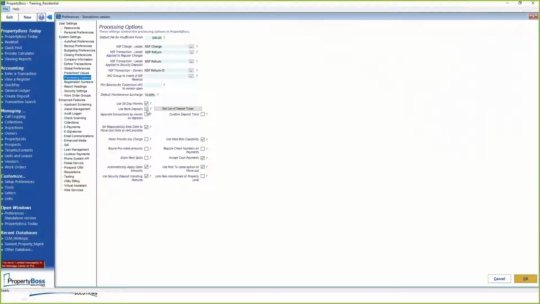Using bank deposits, pretty self-explanatory. That doesn't have much to do with prorating, but it's important to know for my setup that we are using the bank deposit capability. This is important.